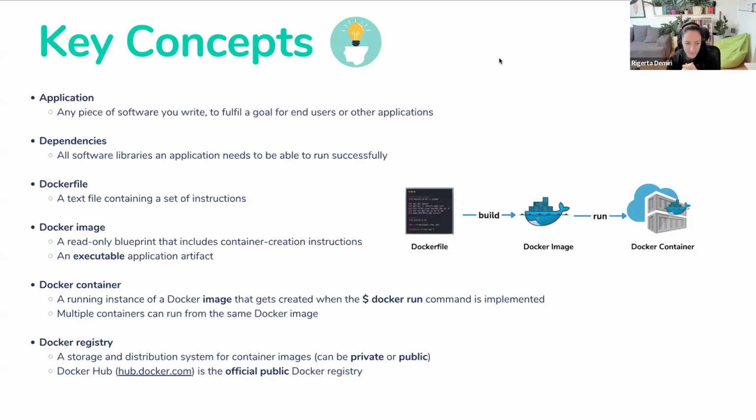A Docker container basically is a running instance of our Docker image. We create a Docker container when we run the command docker run. And from the same Docker image, you can run multiple containers because the image is basically a blueprint that has all of the container creation instructions. You can call it 1,000,000 times. It doesn't really matter. You have no limits.